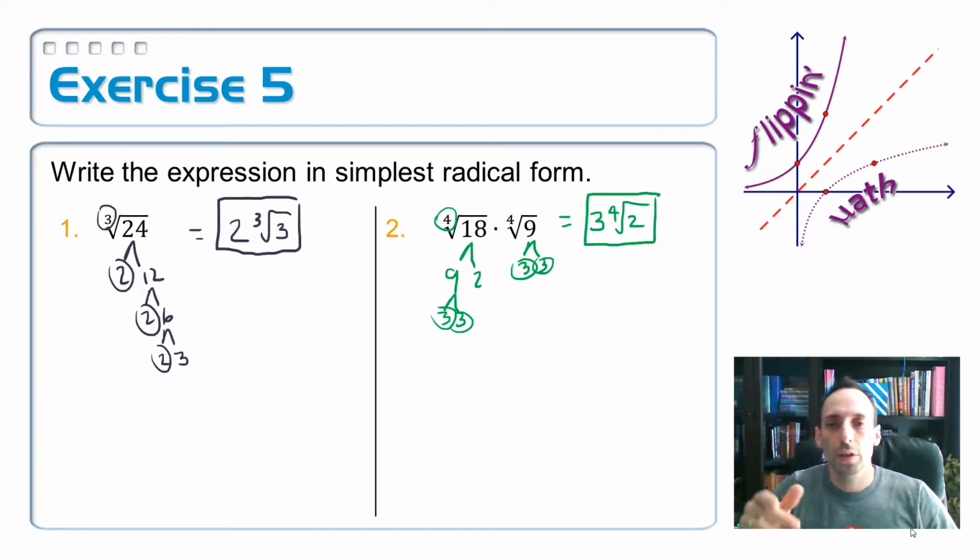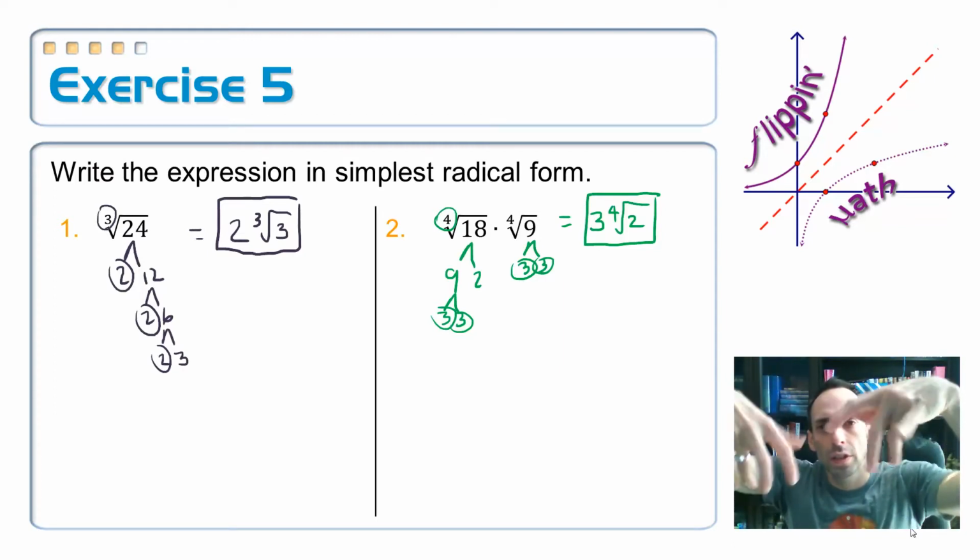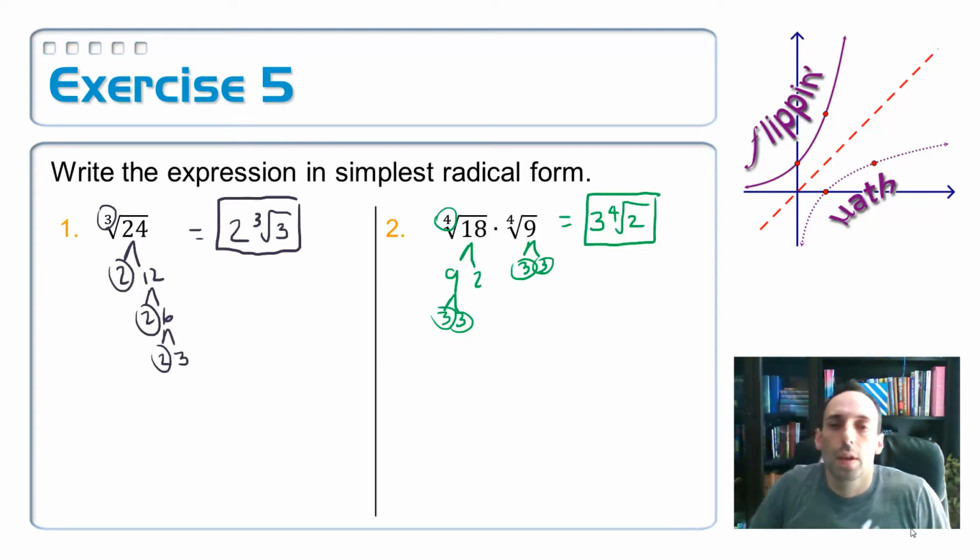Okay, so here on number 2, still making factor trees. I get 1, 2, 3, 4 factors of 3, so that 3 gets to come out because it's a fourth root, and that 2 is all left alone by itself on the inside. Okay, so in the next one we're going to be rationalizing the denominator.